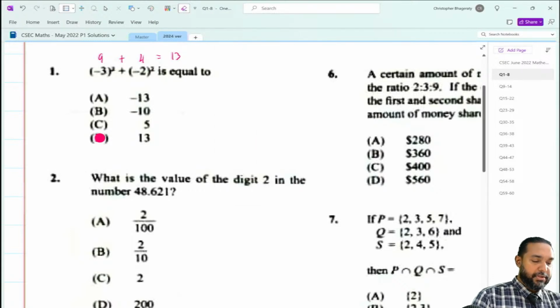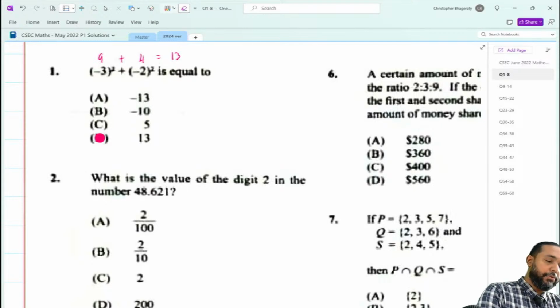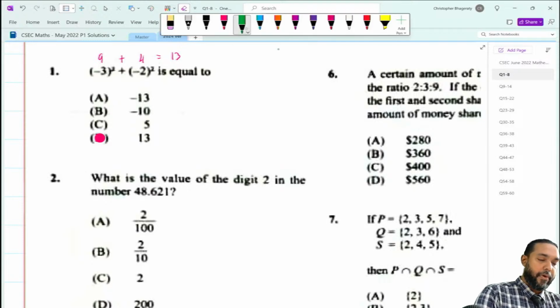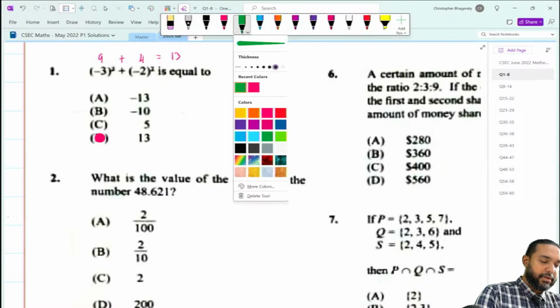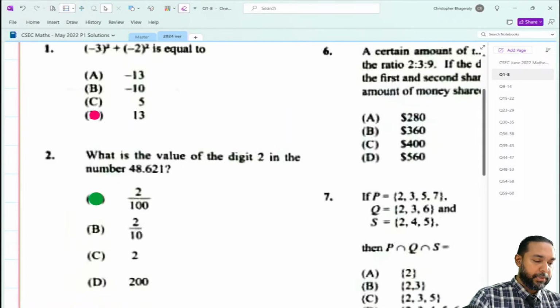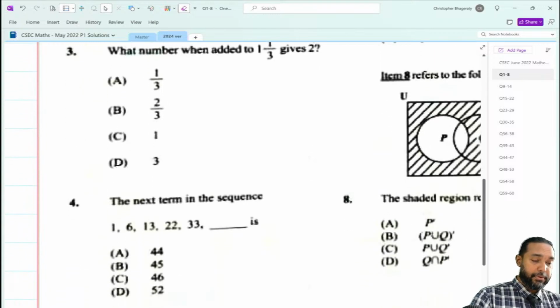Cool. What is the value of the digit 2 in the number 48.621? Anybody? 2 over 100. That's very good. Right. So let me see if I can catch up.